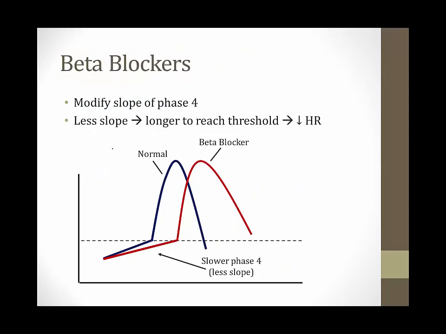Beta blockers have a couple of effects on the pacemaker action potential. They slow the sinus rate by modifying the slope of phase 4. Let's take a look at these two action potentials on the screen. In blue, I've drawn one that might represent a normal SA nodal cell. In red, I've drawn one in an SA nodal cell exposed to a beta blocker. You can see that there is a slower slope to phase 4 in the cell that is exposed to a beta blocker. A slower slope means it takes longer to reach the threshold and depolarize, and therefore there will be fewer depolarizations per minute, and this will lower the heart rate. And this is the mechanism by which beta blockers slow the heart rate, by slowing depolarization of SA node cells.